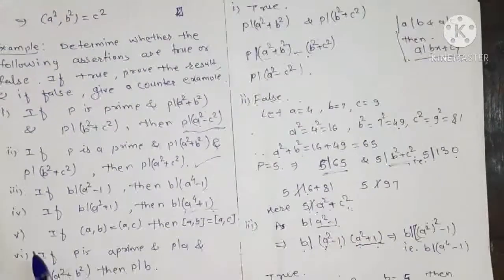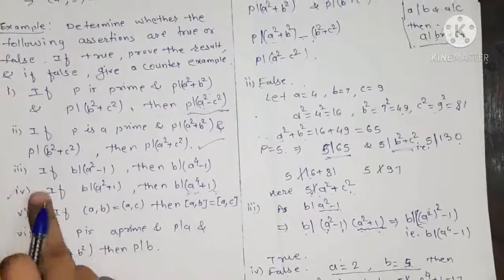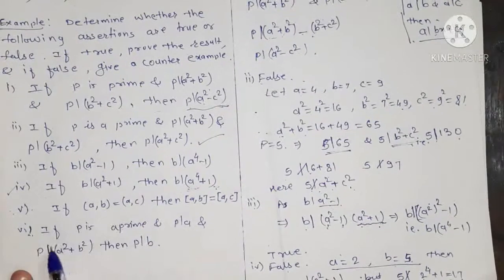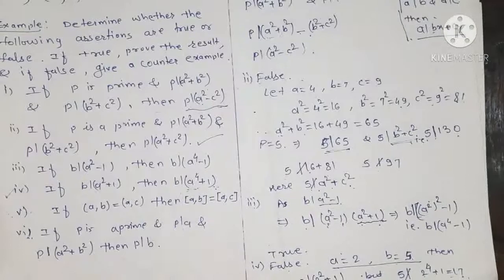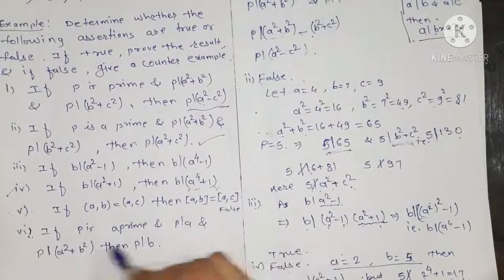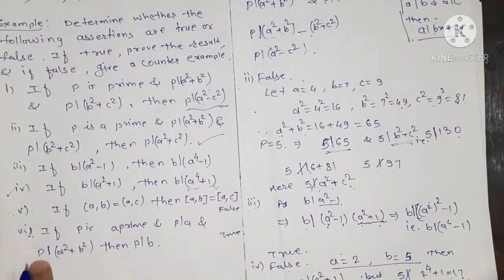Now we have done up to the fourth one, okay? So you have to do the fifth and sixth on your own and see with examples whether they can be satisfied or not, okay? I am only telling you that the fifth statement is false and the sixth one is true. So you have to prove the fifth and sixth on your own, okay?